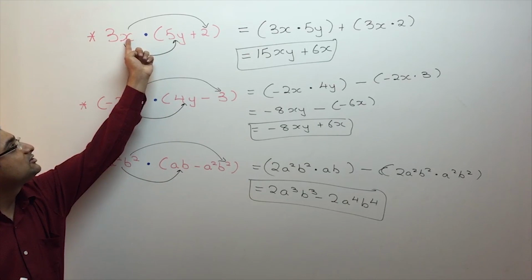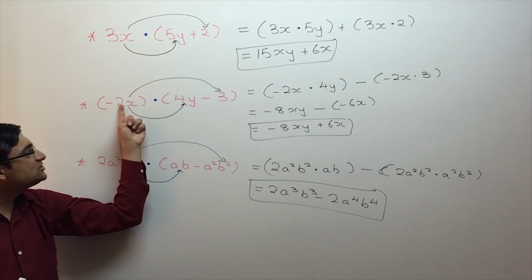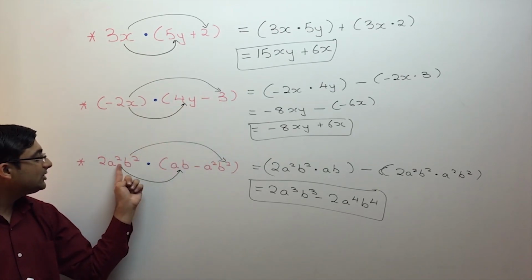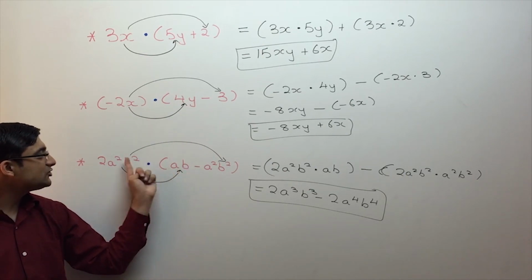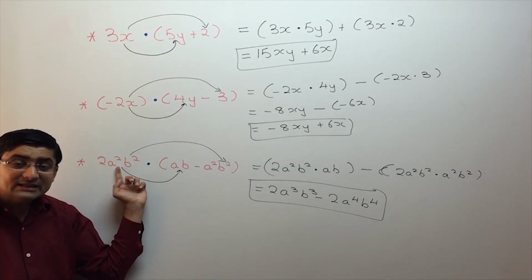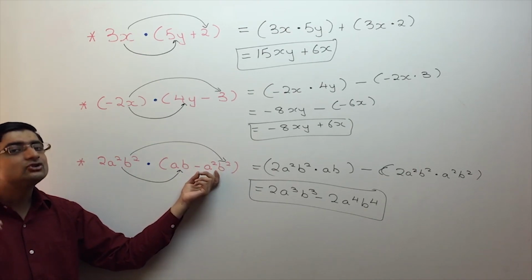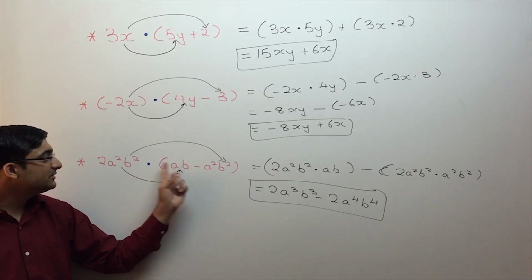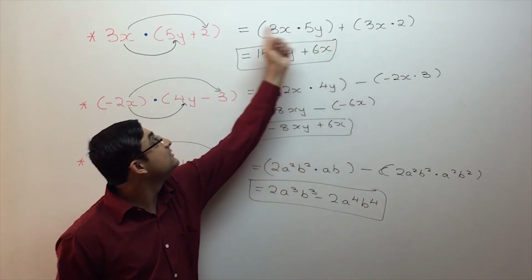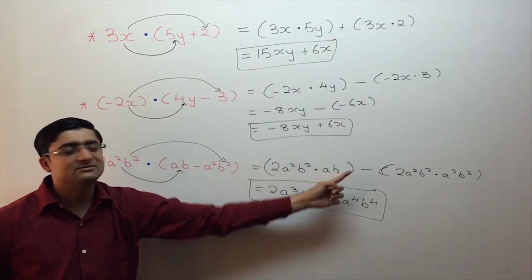So begin with this, 3x multiplied by 5y plus 3x multiplied by 2 minus 2x multiplied by 4y minus 2x into 3. So 2a square b square into ab minus 2a square b square into a square b square. That is very, very simple. Whatever is outside of the bracket has to be multiplied with each term inside the bracket. So we have two terms inside the bracket, so two multiplications. Outside with the first term and outside with the second term. And whatever is the sign over here, same sign over here. We have a plus here, so plus here, minus here, minus here.